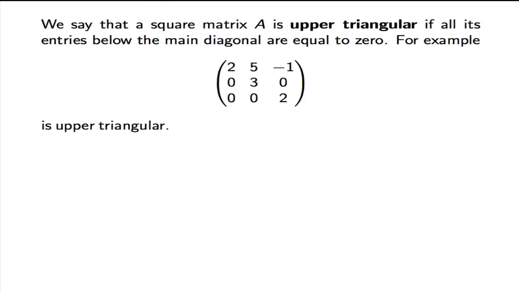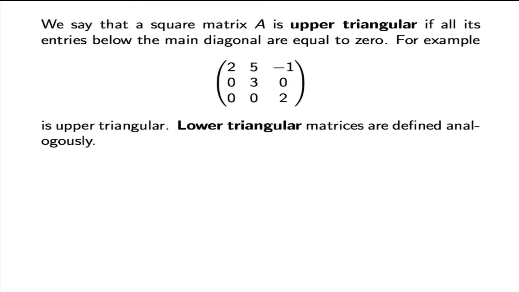Now let's proceed with some new definitions. If we have a square matrix A, we say that it is upper triangular if all its entries below the main diagonal are equal to 0. So for example, this matrix is upper triangular because if we look at the main diagonal and we look at all entries below it, these three entries, then they are equal to 0. It doesn't say anything about the entries in the main diagonal, which are allowed to be 0 or non-zero. The entries above the main diagonal are allowed to be 0 or non-zero.